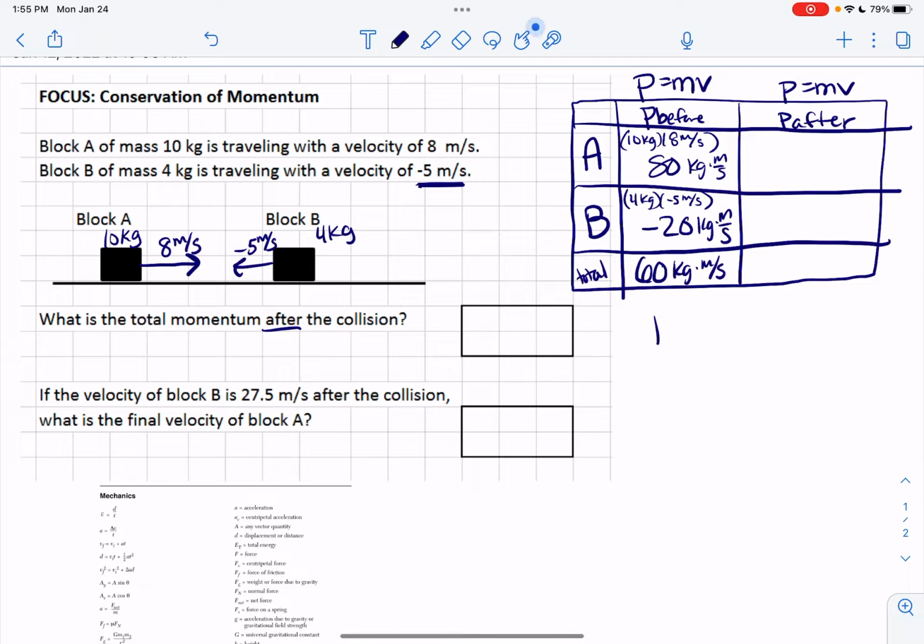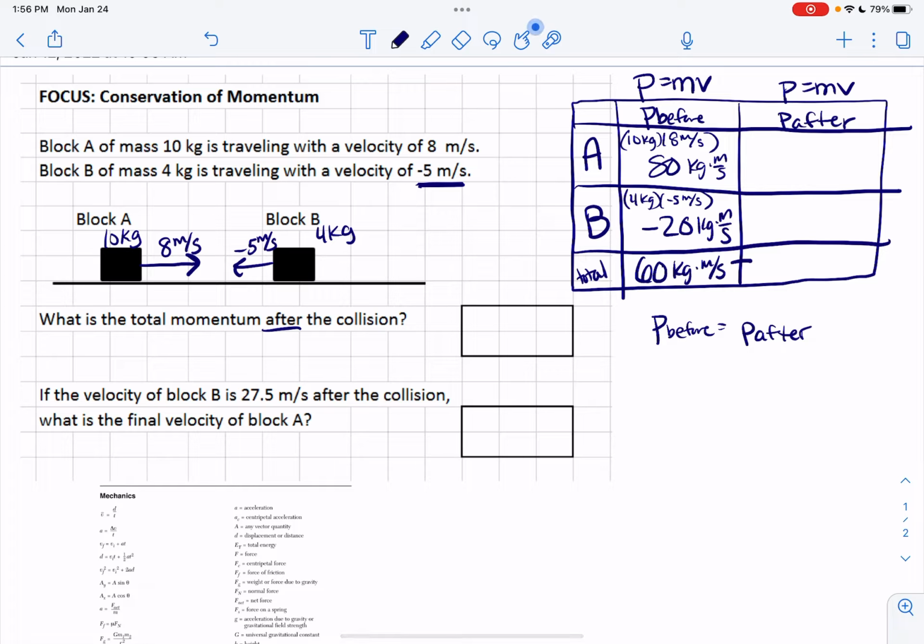Now, you may remember we said p before from the reference table equals p after. That's the conservation law. Whatever happened before has to equal what happens after. So we see conservation laws throughout science. We see it with conservation of energy, conservation of matter, conservation of charge. There are a lot of conservation laws in science, and momentum also happens to follow that.